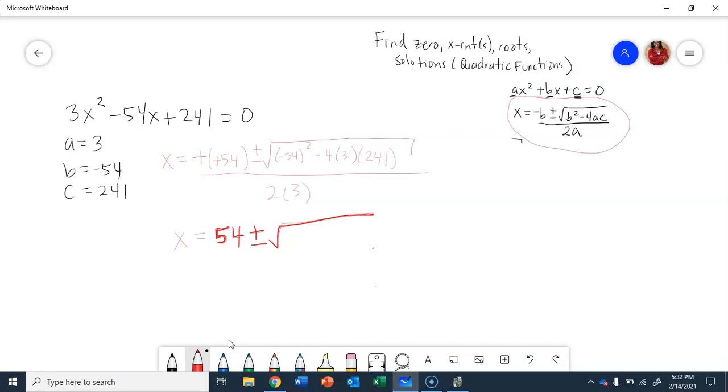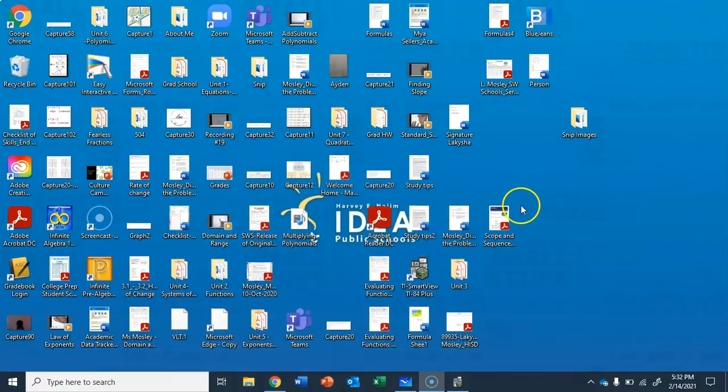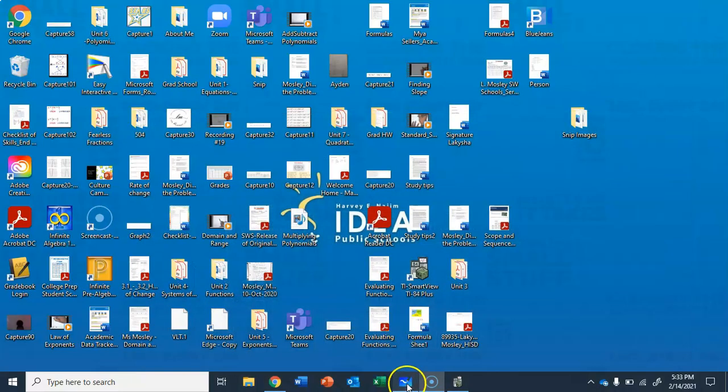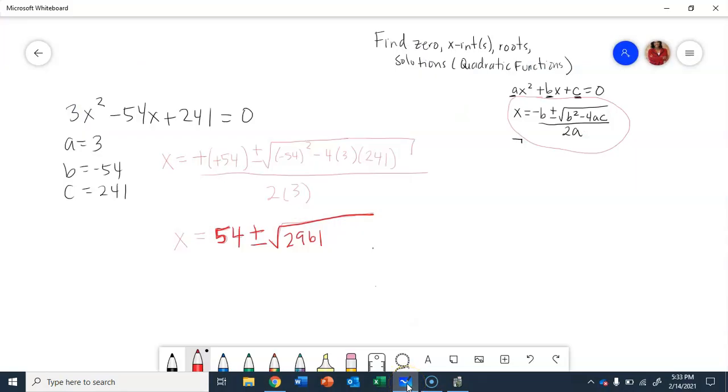And I just told you guys that negative 54 times negative 54 is 2,900. I think it was 61. Let me go back to my calculator. Yeah, no, it was 2,916. Okay. 2,916 minus, now remember, put the subtraction symbol. You need to go multiply all of this together.